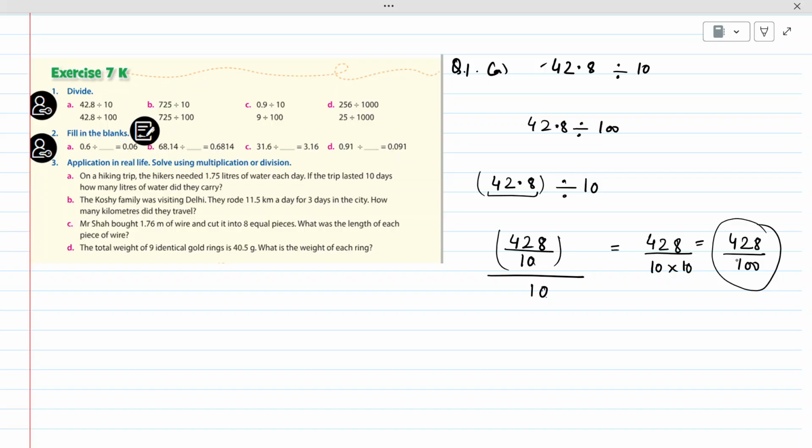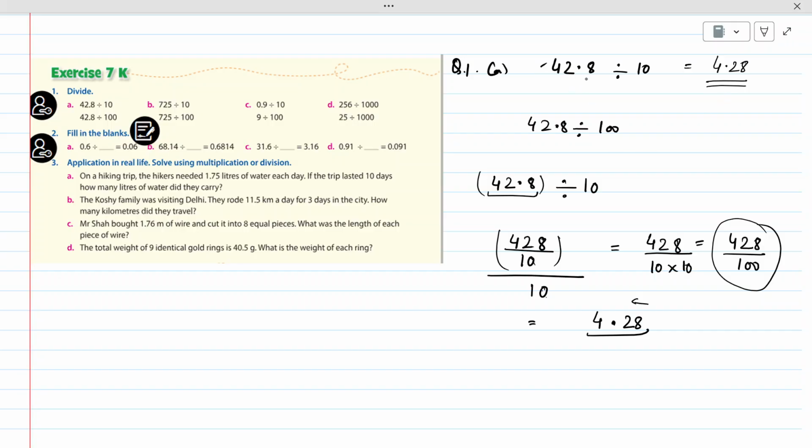And now we have to change it to decimal form again. We can write this as 4.28. Why? Because if we have two zeros in the denominator, we put the decimal after two places starting from the right. This we have learned. So 42.8 divided by 10 becomes 4.28.